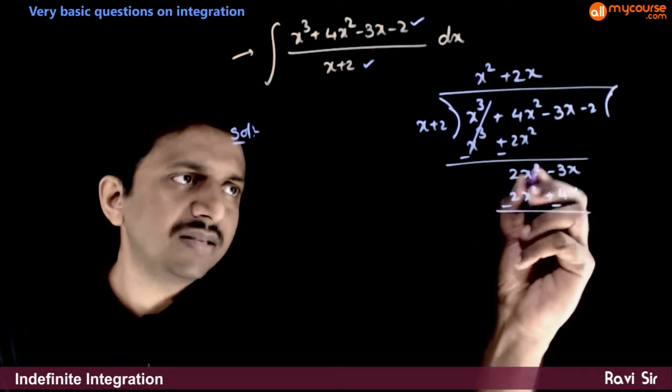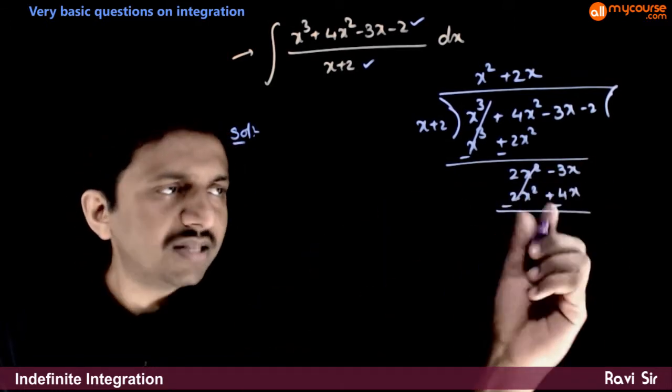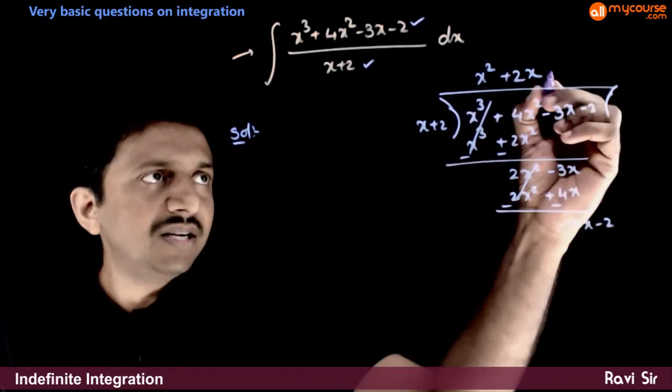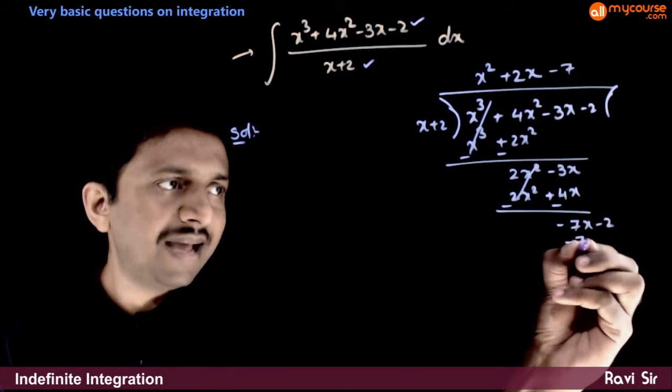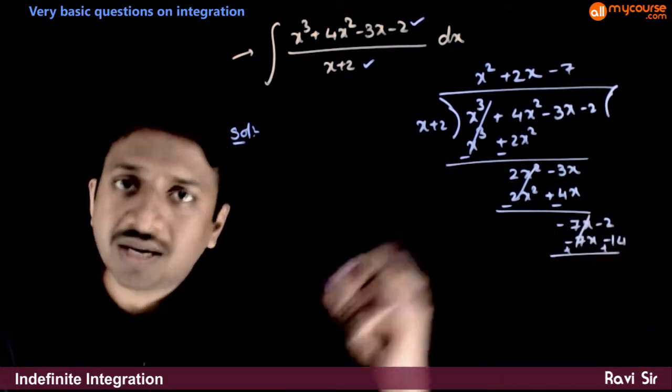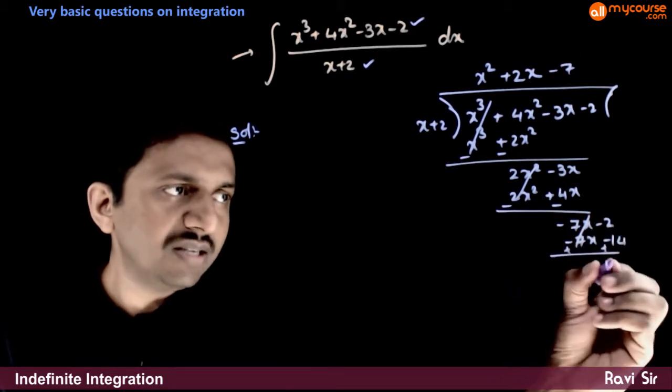So minus minus, these two get cancelled. So minus 3x minus 4x is minus 7x, minus 2. So x into minus 7 is minus 7x minus 14. So plus plus, these two get cancelled. 14 minus 2 is 12.